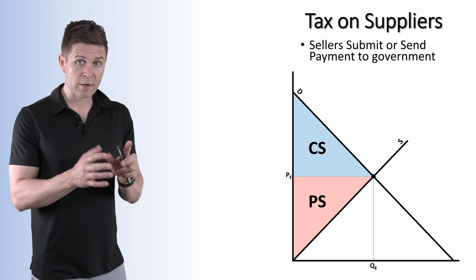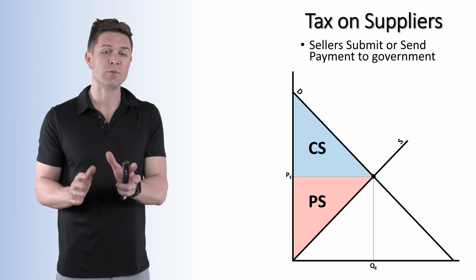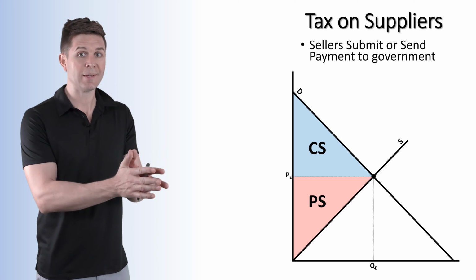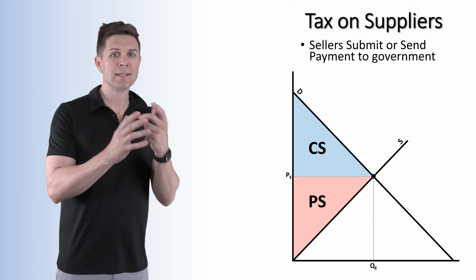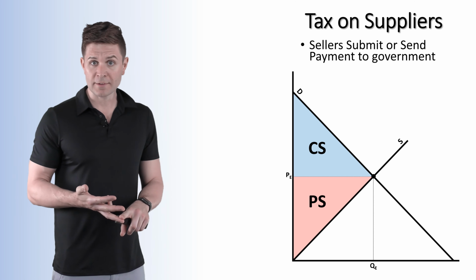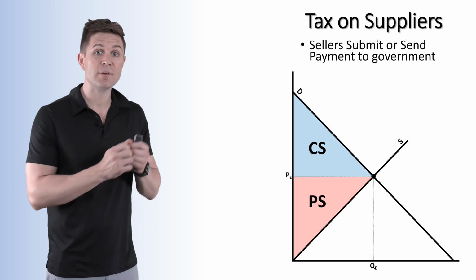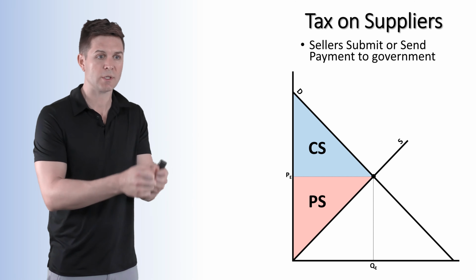Now, the government can require that either the buyer or the seller submit the actual tax payment. But as we go through these slides, you're going to understand that who the government decides is actually going to pay it really doesn't impact the market as much as the elasticity of the curves. But let's run through some examples first. So a tax on suppliers, the supplier is physically going to submit the payment. The seller is going to submit the payment to the government.